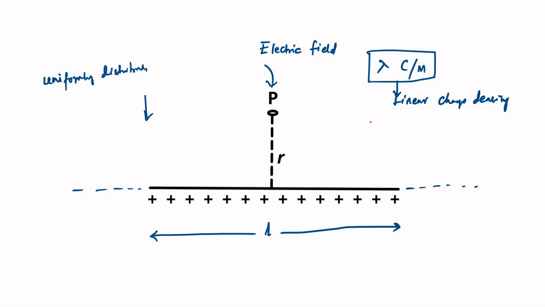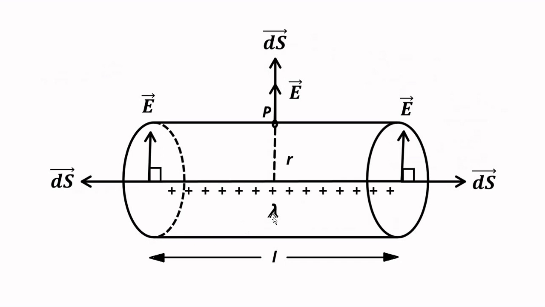So the net charge enclosed by this cylindrical cross section, Q net, is equal to lambda L. The net charge is equal to lambda L because the linear charge density of this wire is lambda coulomb per meter. So for every 1 meter there is lambda coulomb of charge placed on it. So for L meter length of the wire, the charge enclosed by the imaginary cylindrical Gaussian surface is equal to lambda L.